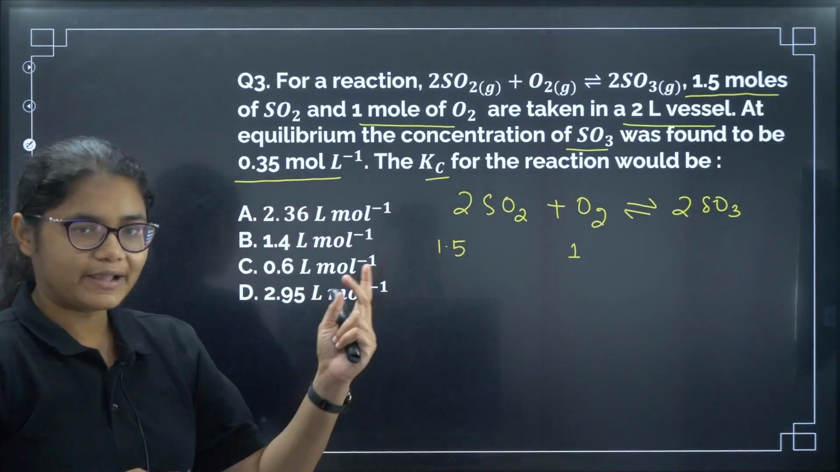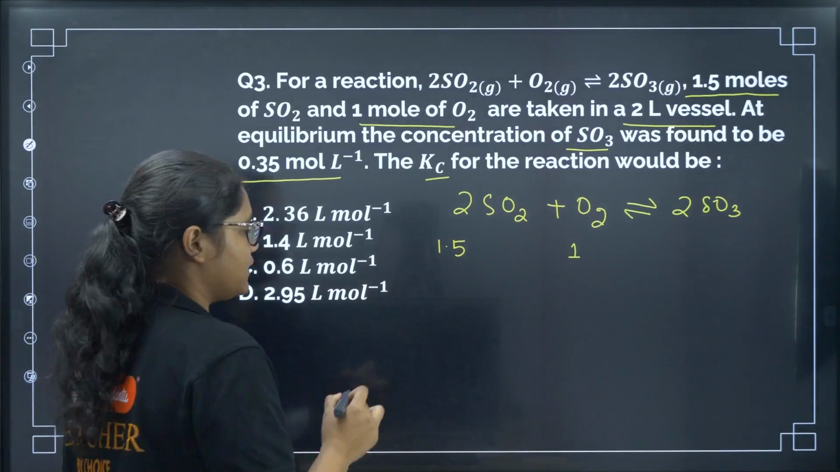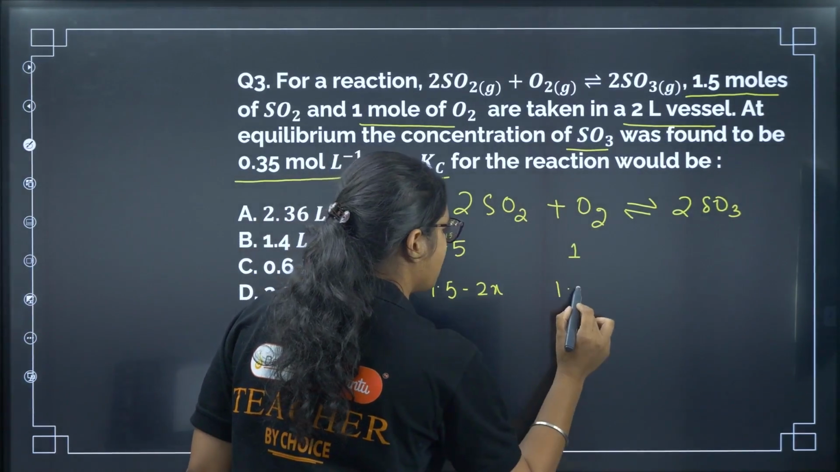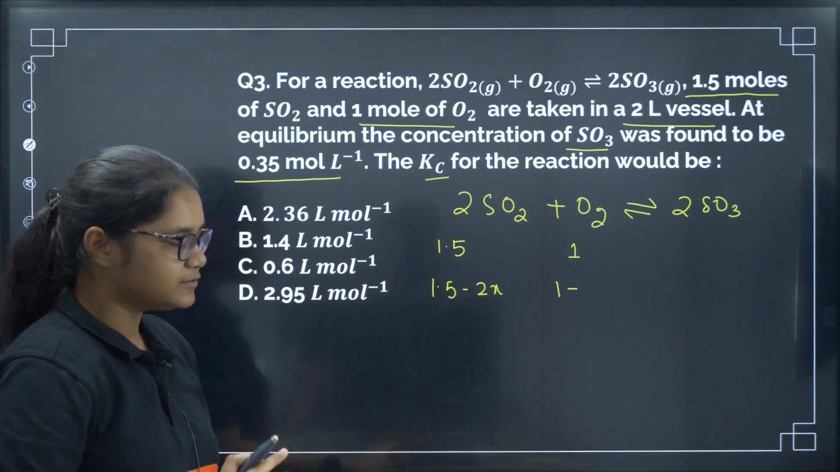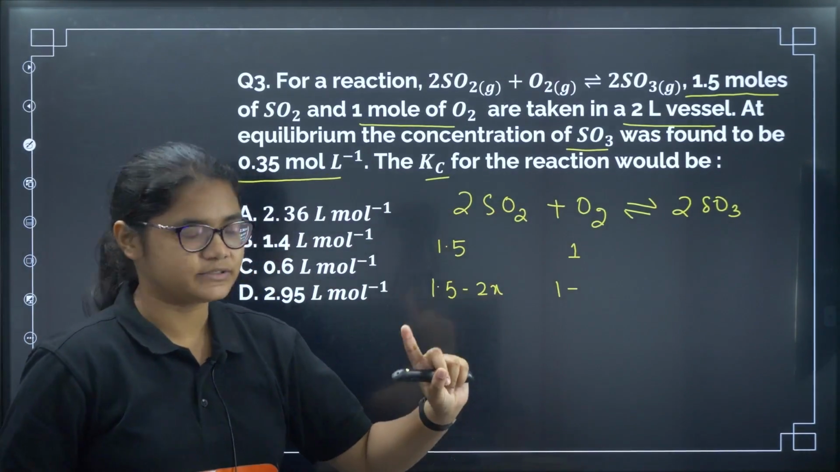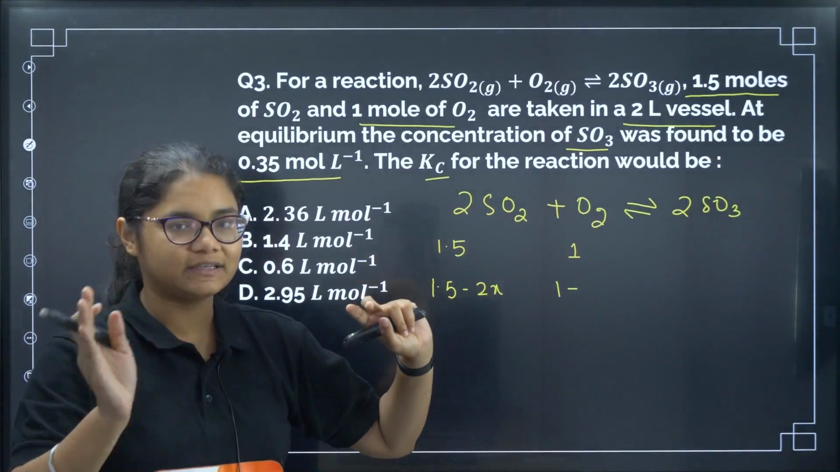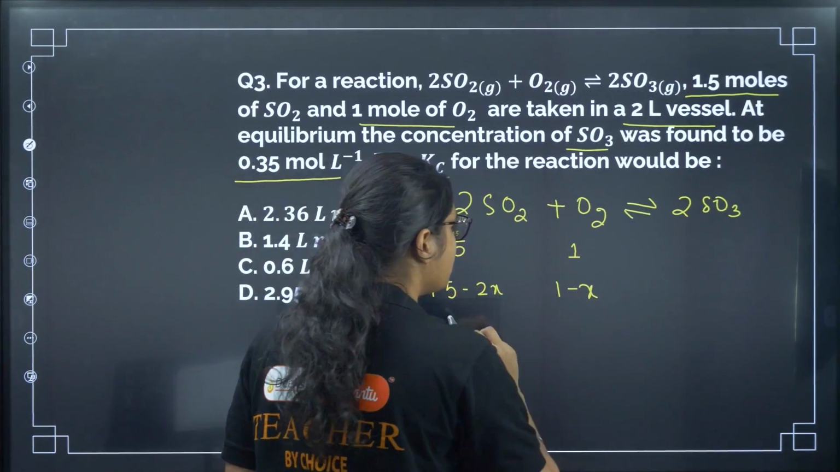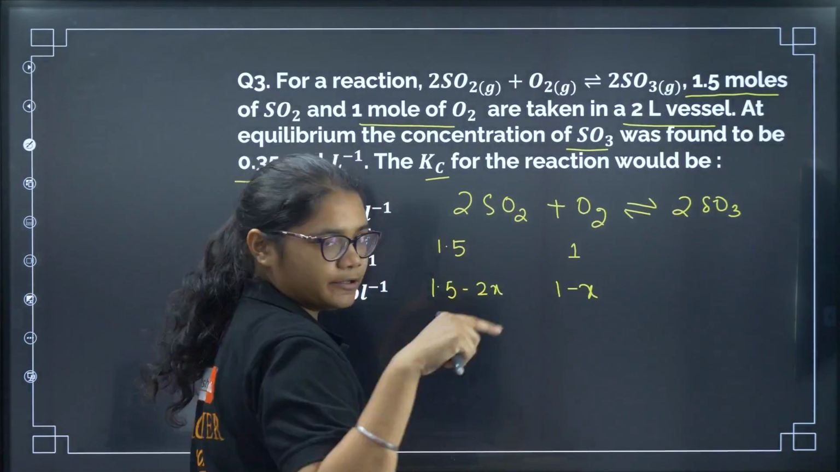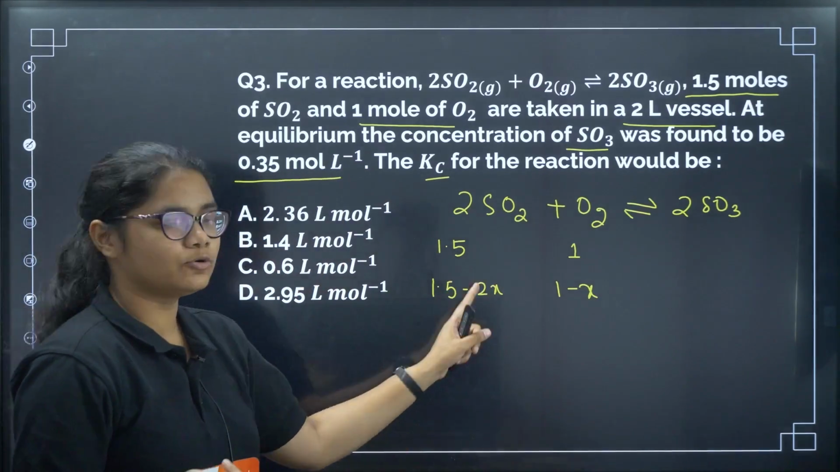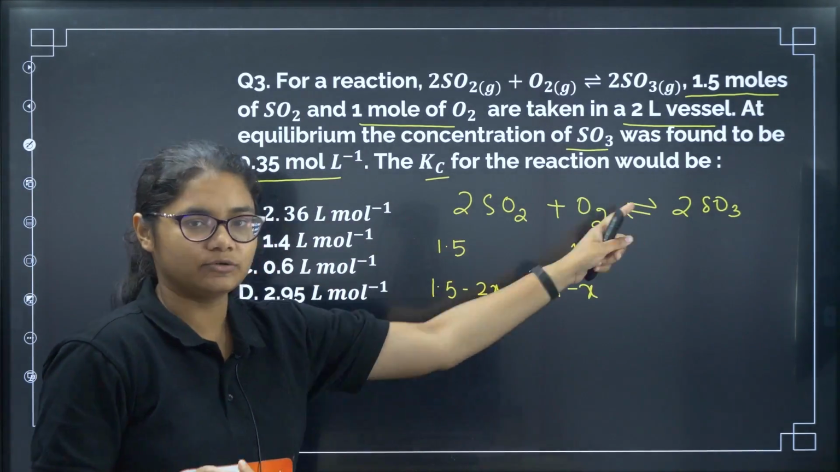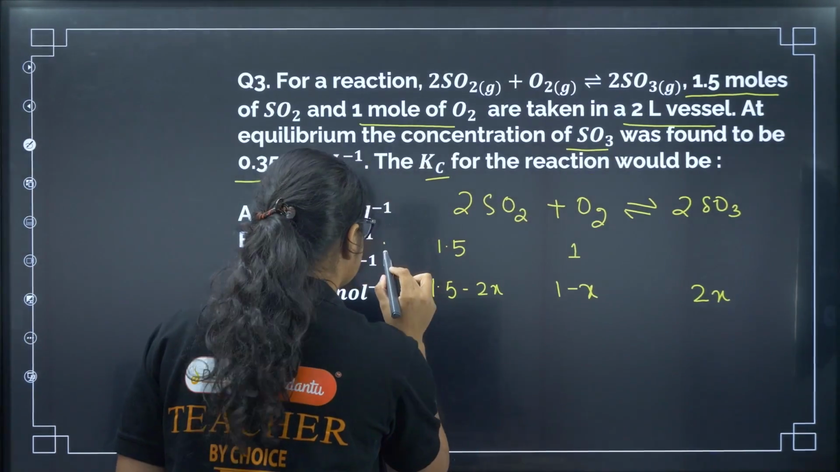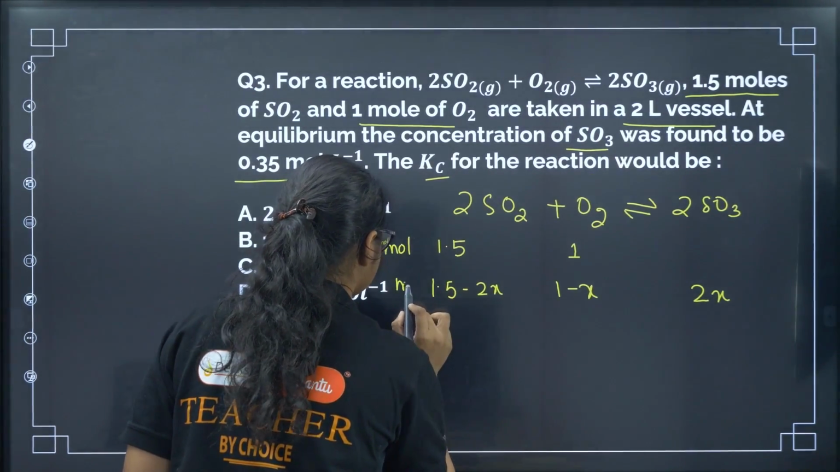Now let 2x amount of SO2 have reacted. Then what will be left here? 1.5 minus 2x. And for O2 it will be 1. 2 moles react with 1 mole, so 2x moles will react with x moles. So from O2, x moles has reacted. 1 mole was there, so how many will be left? 1 minus x. Now you can see 2 moles of SO2 produces 2 moles of SO3, so 2x moles of SO2 will produce 2x moles of SO3. So I can write here 2x. These are all moles. I am writing in terms of moles.